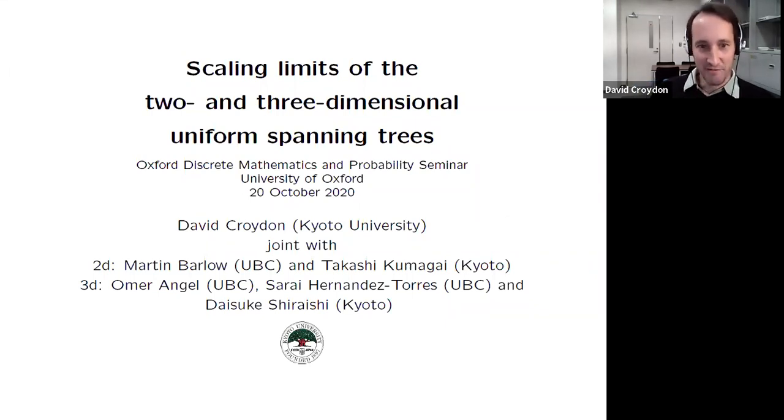I should also say I realize this is the discrete maths seminar, and although the uniform spanning tree is of course a classical model in discrete mathematics, my main focus is really on the continuous fractal objects that arise as its scaling limit. So I might drift a little bit outside the area of the seminar, but hopefully not by too much. So that's the general topic.